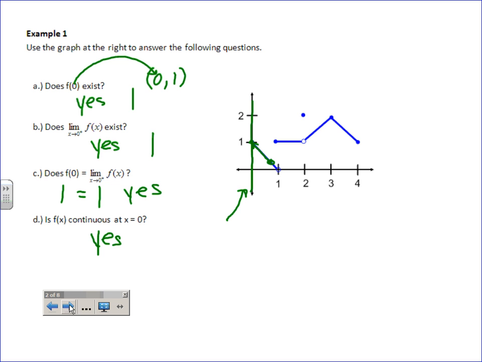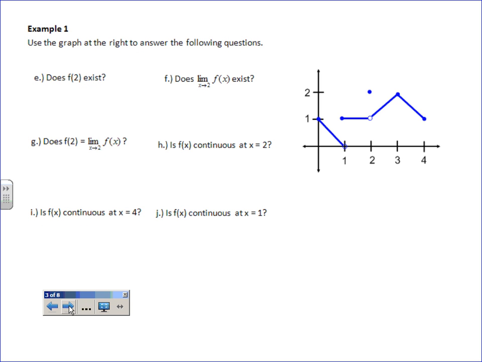Yes. Do you agree that I could graph this portion with no problem? Is it continuous right there? Yeah. Is this graph continuous everywhere? No. Obviously, because I wouldn't be able to do this whole thing without lifting my pencil. So questions on that first one, basically you look for what is the actual y value there. Is the limit the same thing? If it is, good. If it's not, bad. That's about it. Let's try another one.